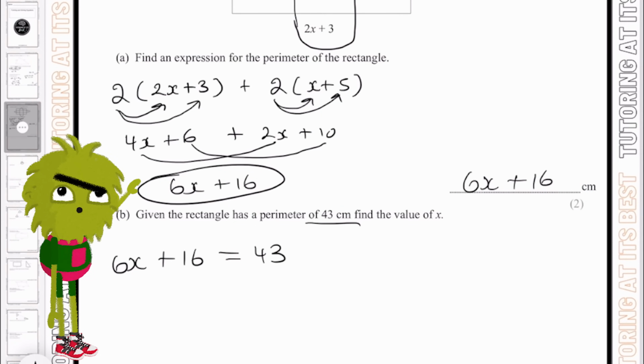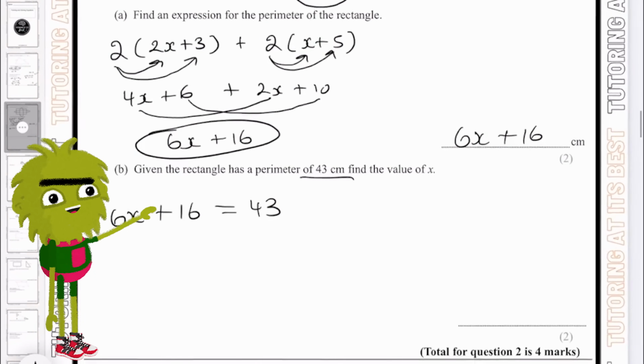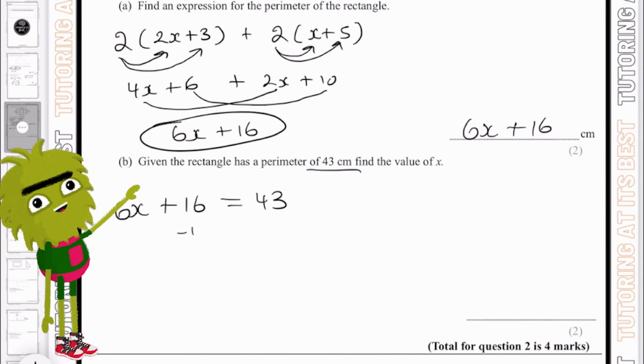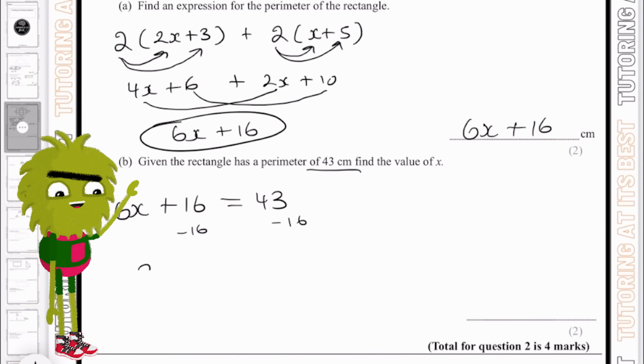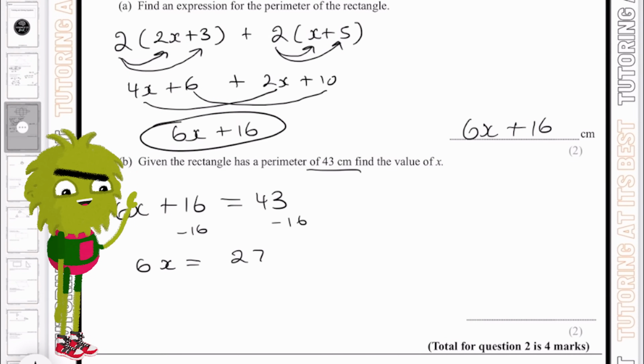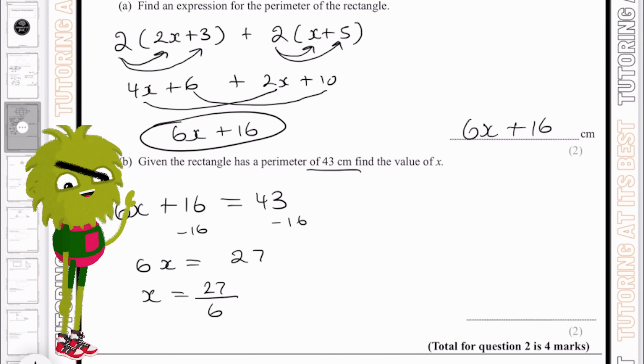So we can get the value of x. So now it's a plus 16, so we'll subtract 16 on both sides. So we're left with 6x equals 27. And then we'll go ahead and have x equals 27 divided by 6, because we divide by 6 on both sides.